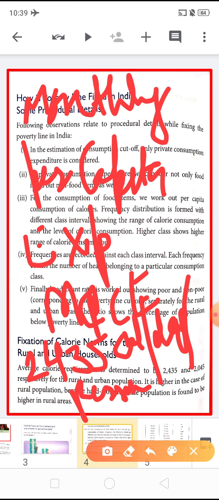Now, the second is the monetary value of the minimum calorie intake. The minimum monthly per capita consumption expenditure is 816 rupees in the rural areas, and in the urban areas it is 1,000 rupees. On this basis, we divide the people into the poor and the non-poor.